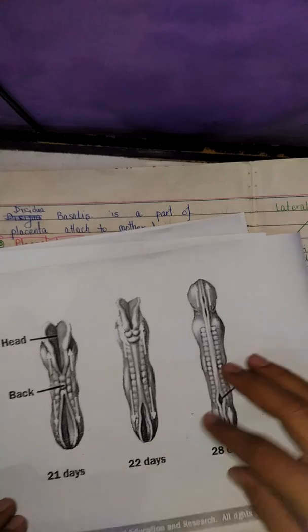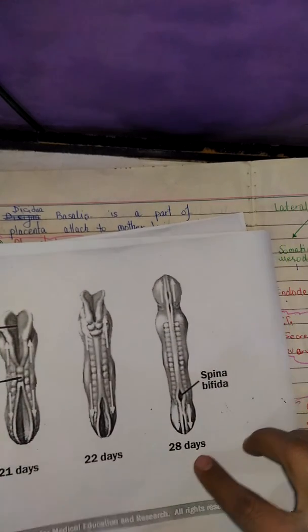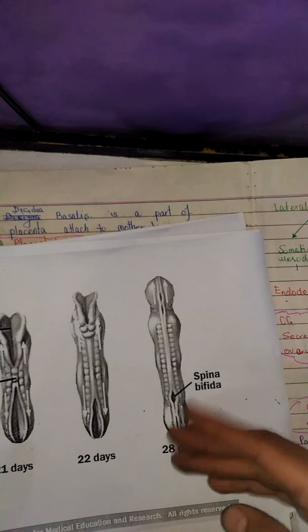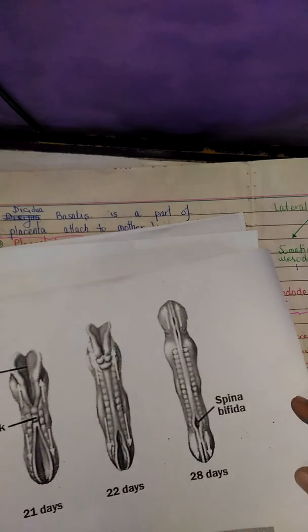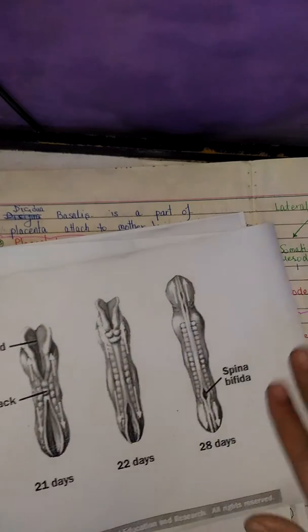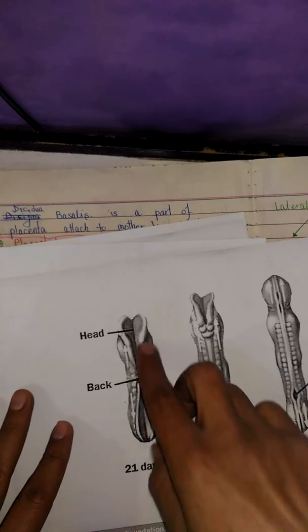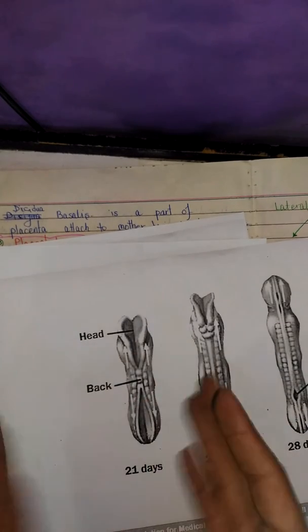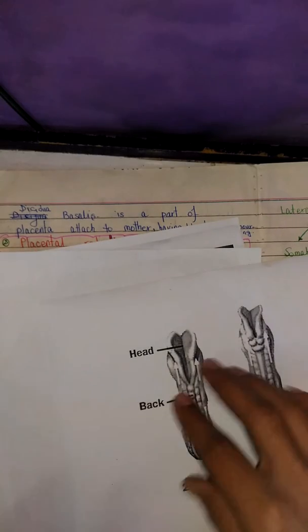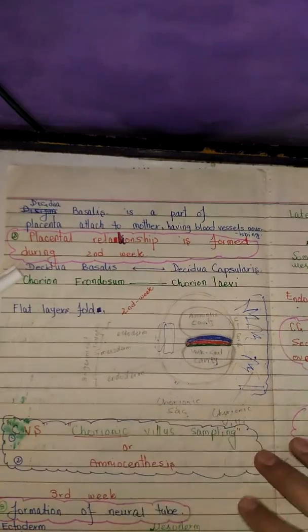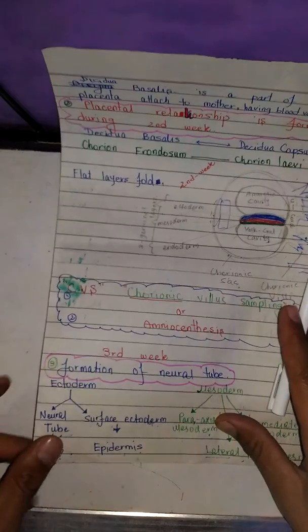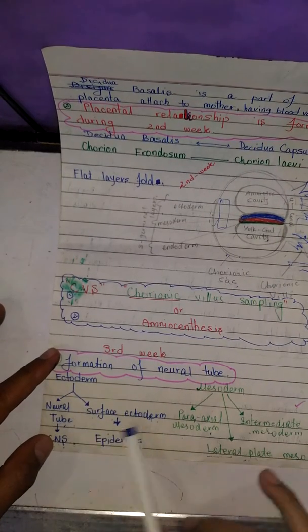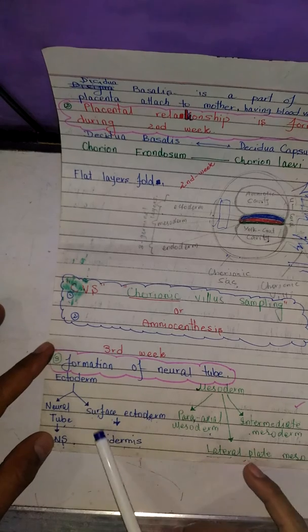And this is day 22, and this is day 28. Then spina bifida, this is a condition when these folds don't close very well. So we are not discussing this condition, but what I want to show you, this is a way when these folds will fold. These layers will fold. So in third week, these layers will fold and make further some structures.